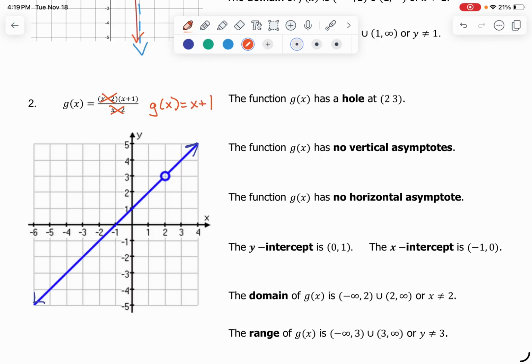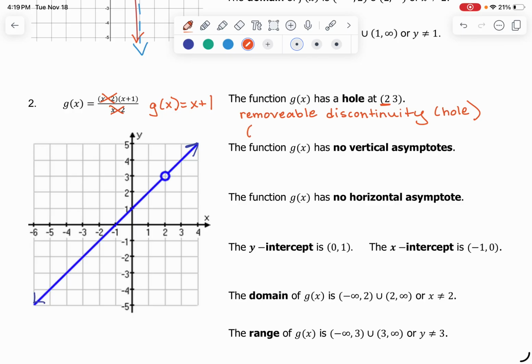If you have a value that causes the denominator to equal 0, but it can be removed, we call that a removable discontinuity, and that is represented by a hole. Hopefully I spelled that right. A removable discontinuity, also known as a hole. So notice that the x value of the hole is 2.